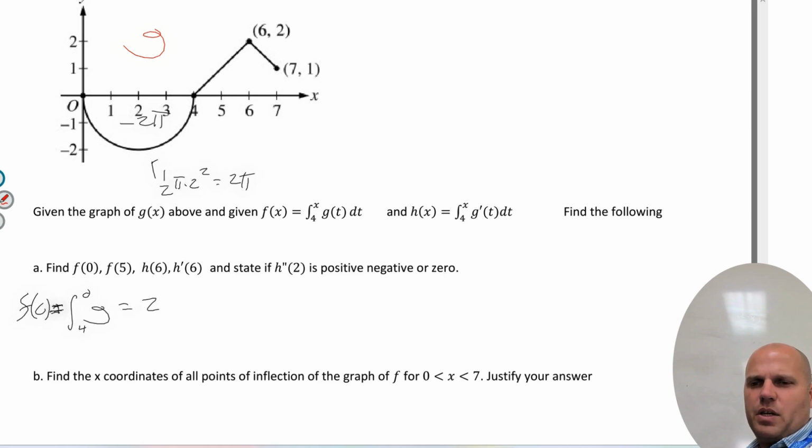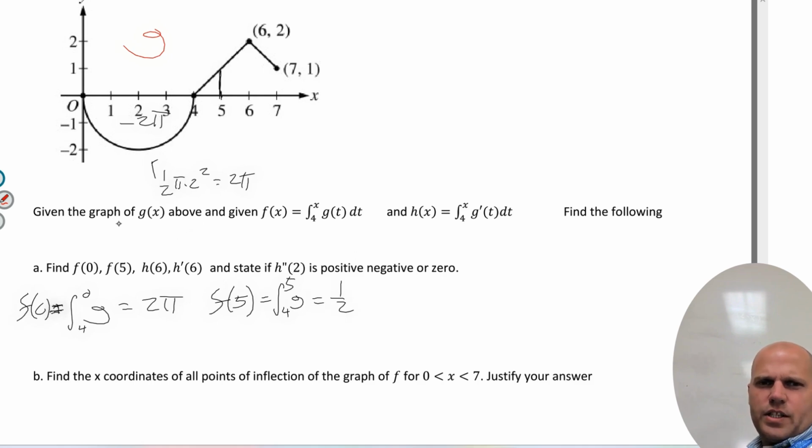But when I flip it, it becomes positive 2 pi. So I start at 2 pi. I decrease 2 pi to get to the value at 4, which is 0. Cool, makes sense. What's f of 5? f of 5, the integral from 4 to 5. All right, well, that's this. It is just a half.